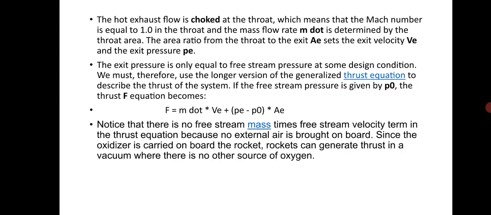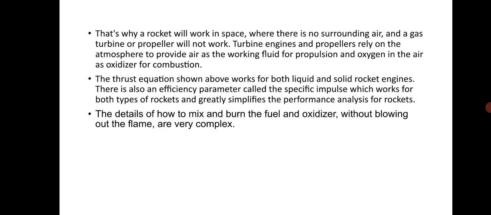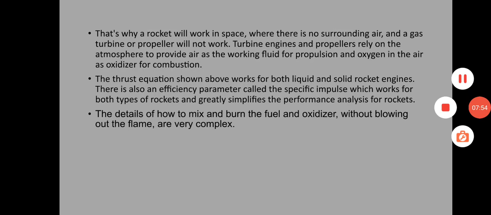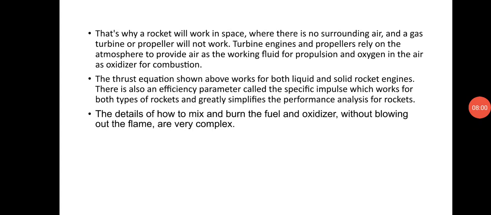Notice that there is no free stream mass times free stream velocity term in the thrust equation because no external air is brought on board, since the oxidizer is carried on board the rocket. Rockets can generate thrust in a vacuum where there is no other source of oxygen. That's why a rocket will work in space where there is no surrounding air, and a gas turbine or propeller will not work. Turbine engines and propellers rely on the atmosphere to provide air as the working fluid for propulsion and oxygen in the air as oxidizer for combustion.